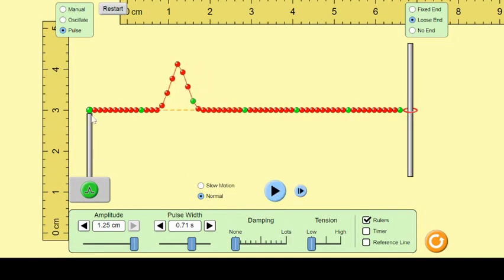Now, of course, on the left side, it's a fixed end, so what's going to happen is it's going to go down below again. Okay, so it's really important to understand what happens at a loose end and what happens at a fixed end in terms of the wave. So once again, if there's a fixed end, it flips it over. And if there's a loose end, it comes back on the same side, above or below.